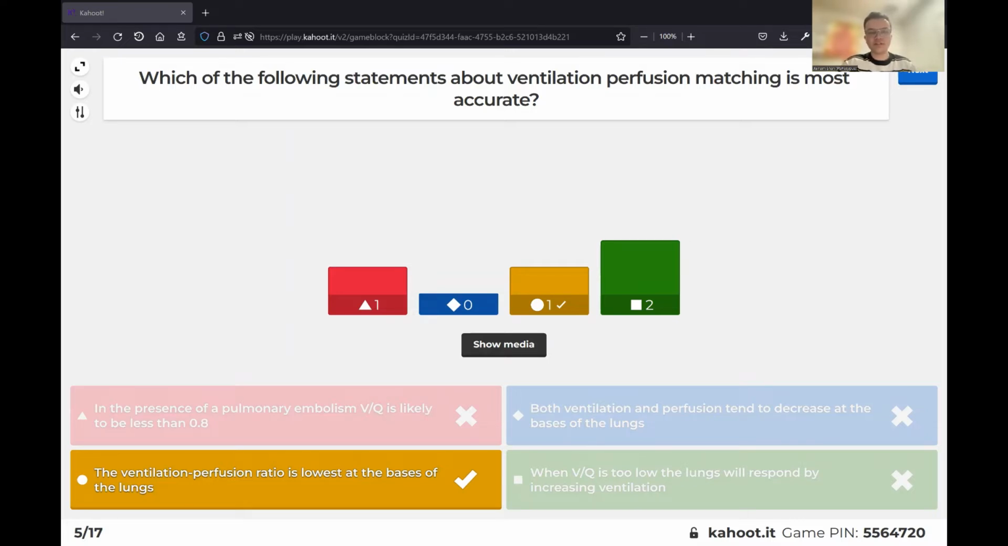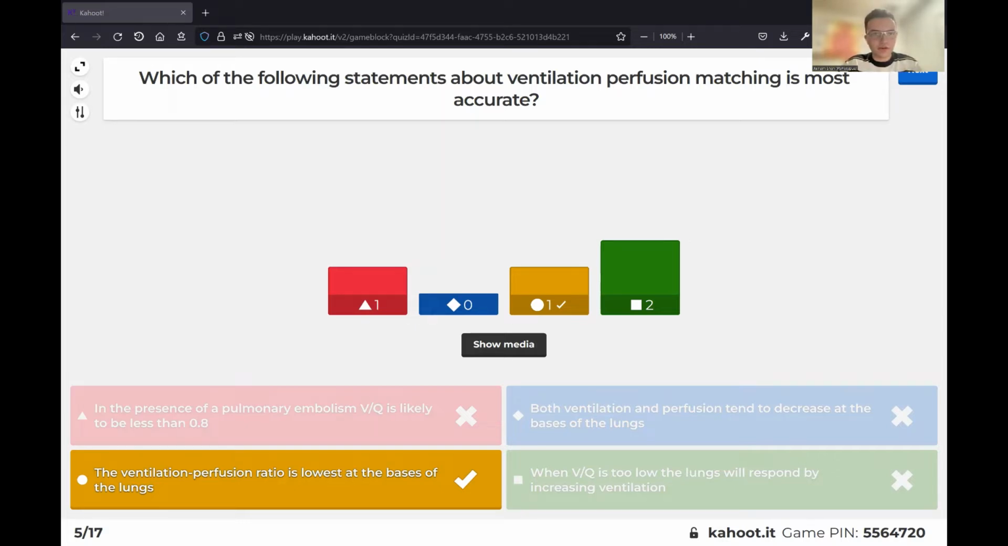Just because your VQ ratio is lower doesn't mean it's bad. The base actually has closer to 0.8. Whereas if you look at the apex, it might be like 2, which seems really good ventilation. But of course, it means you've got a lot of ventilation and not enough blood actually being there. So that's wasted air. So that's the difference.